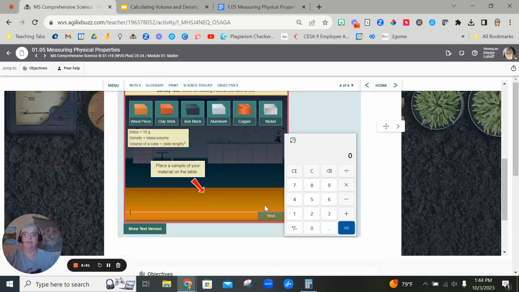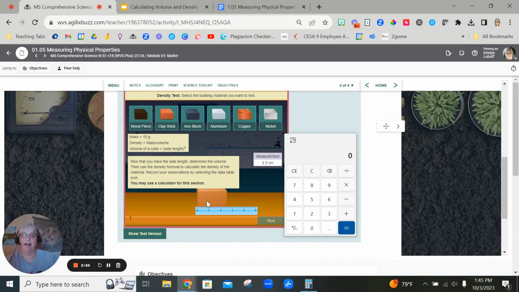So let's get started. Let's do the wood piece. When I move the wood piece onto the block, it tells me that the mass is 10 grams. We already knew that. The density formula is mass divided by volume. We know the mass, we don't know the volume. The volume of a cube, again, is the side length cubed. For the measurement of one side, they took a ruler and measured the side length. It's 2.5 centimeters.